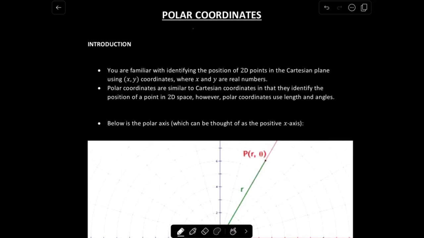We're covering the section polar coordinates. So you are familiar with identifying the position of 2D points in the Cartesian plane using x and y coordinates, where x and y are real numbers.